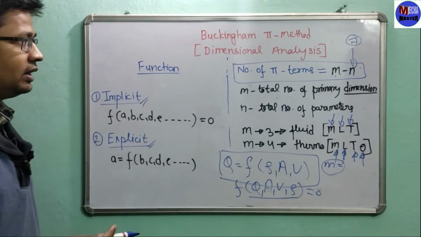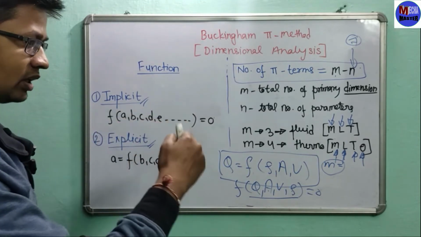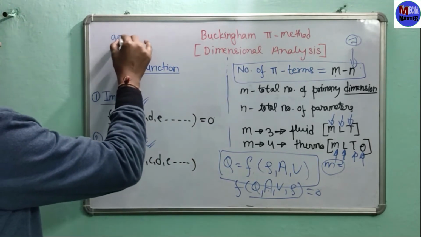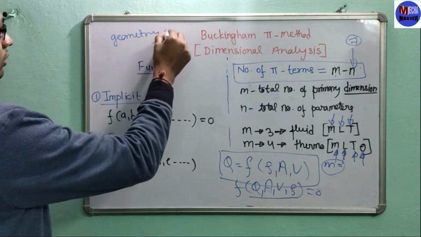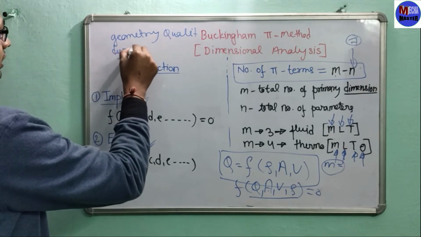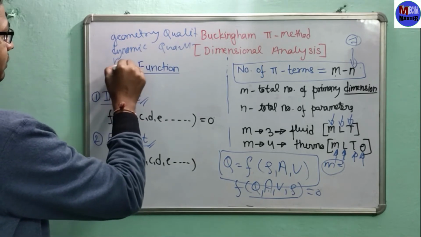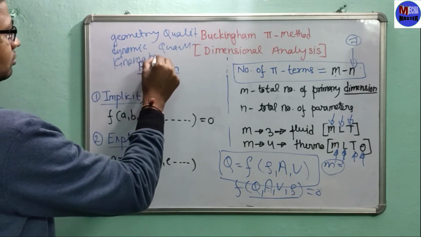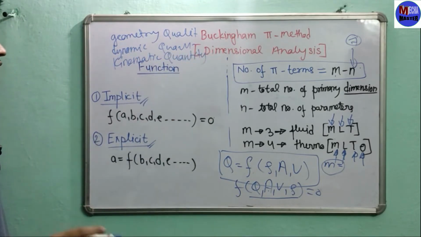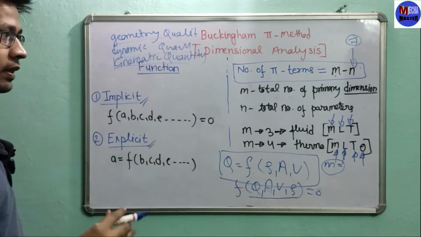Now we will move further and know how to find the number of repeated variables. So what are the repeated variables? Repeated variables are geometrical quantity, dynamic quantity, and third one is kinematic quantity. I will tell you some shortcut how you can easily define kinematic quantity, dynamic quantity, or geometric quantity.